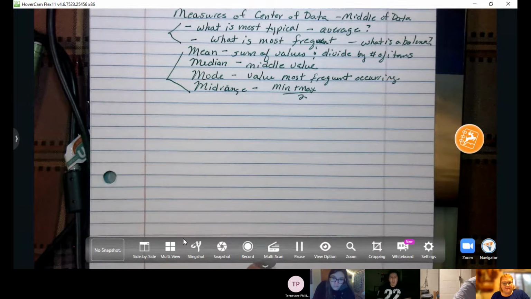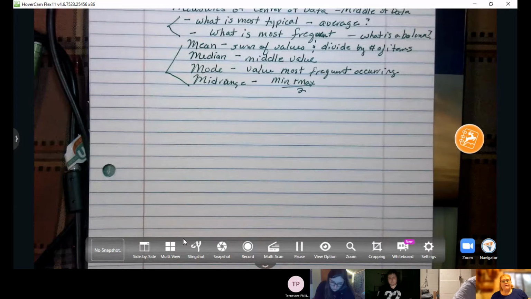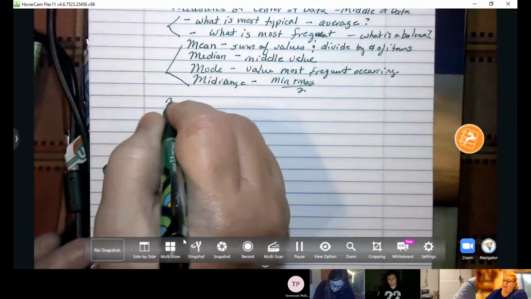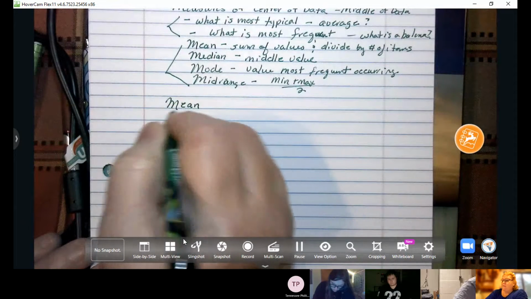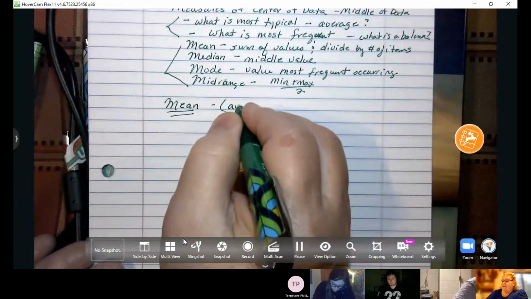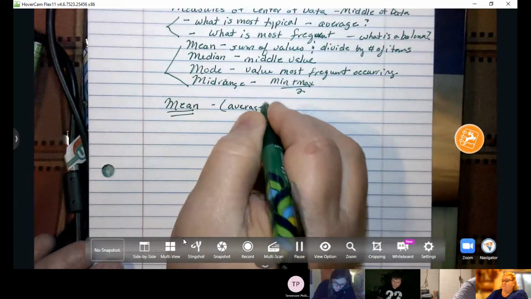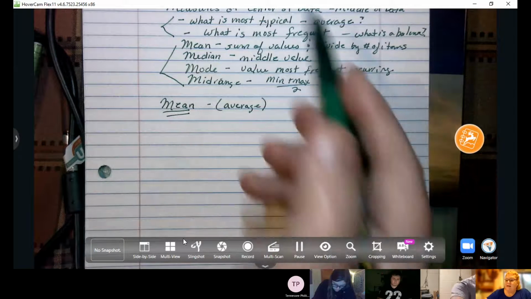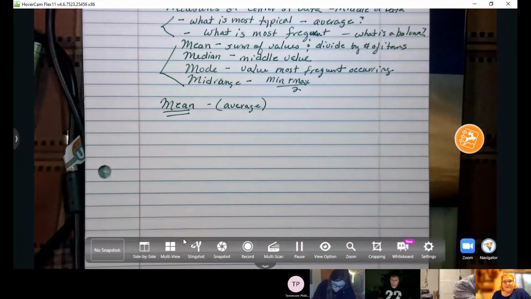Now, in terms of statistics, we do go in a little more in depth and we look at some specific formulas. So we're going to start with the mean. A lot of people refer to the mean as the average, but some people also refer to the average as any of these central tendencies. So we kind of have to watch that term a little bit and how we refer to that.